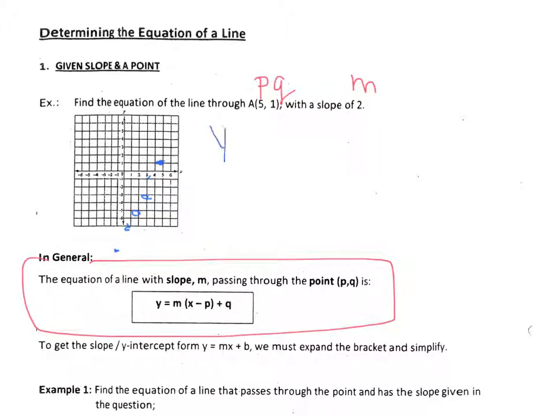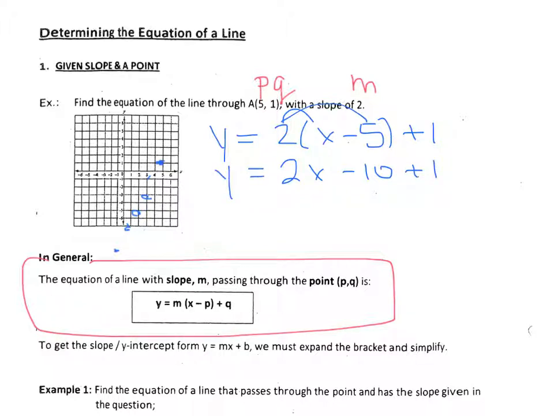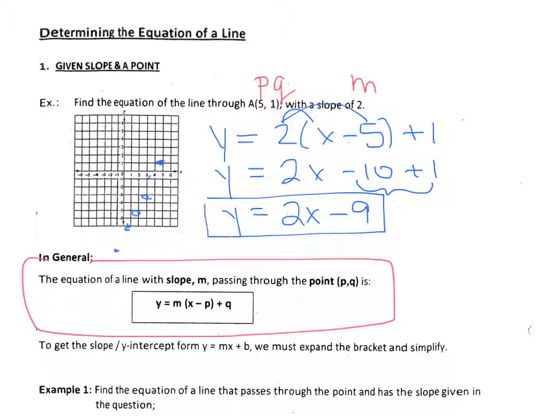So we have y equals m bracket x minus p. We put negative 5 because it used to be positive, plus q. We expand using the distributive property, so 2x minus 10 plus 1 is equal to y. And we collect our like terms, so it's 2x minus 9 equals y as our final answer. So let's look at some more examples.